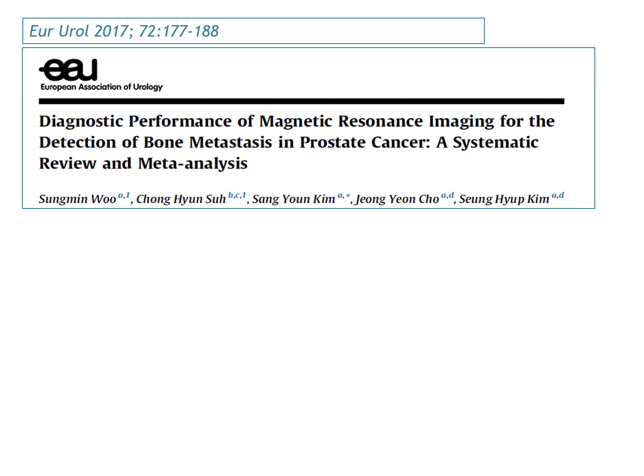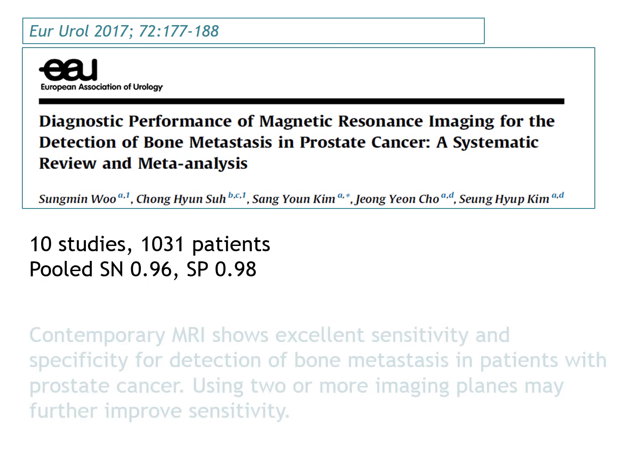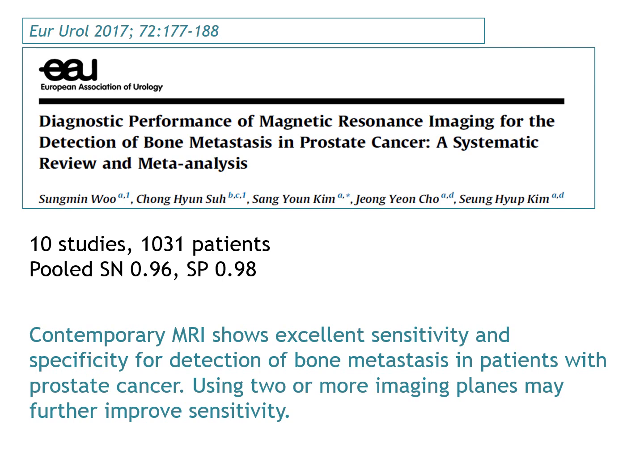This is a recent meta-analysis study done by our team regarding diagnostic performance of prostate MRI in detecting bony metastases. This study analyzed more than 1,000 patients in 10 studies, and pooled sensitivity and specificity were very high. And the conclusion of this study was, contemporary MRI shows excellent sensitivity and specificity for detection of bone metastasis in patients with prostate cancer. Using 2 or more imaging planes may further improve sensitivity.